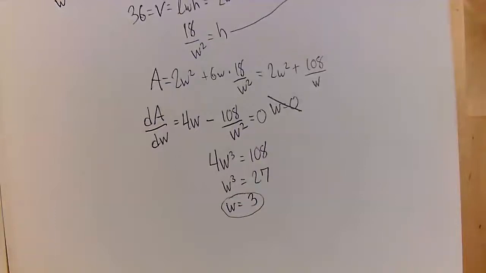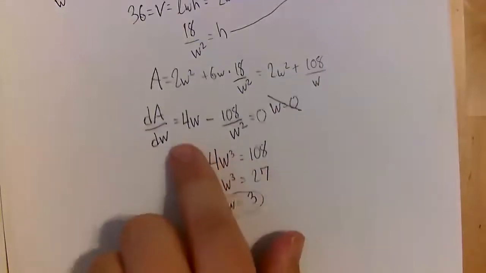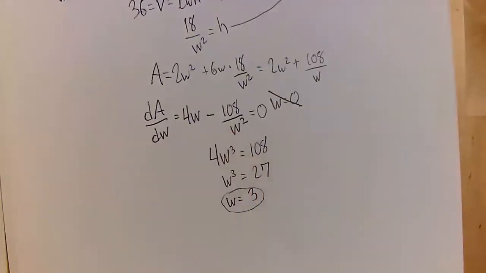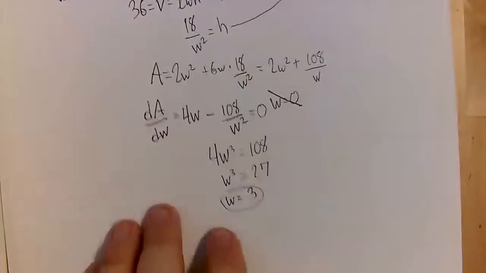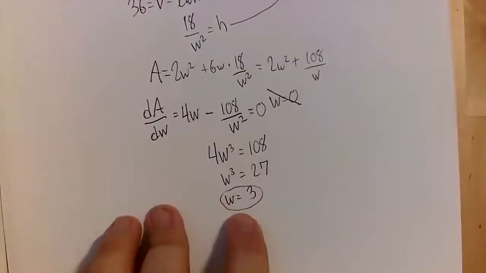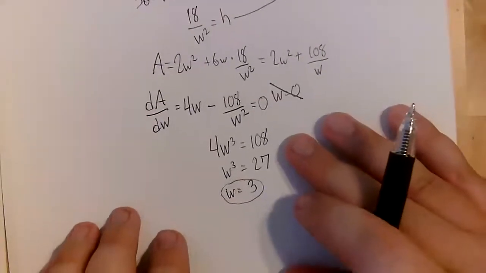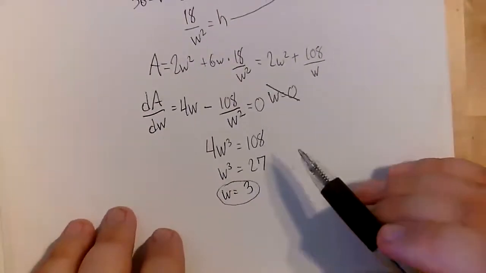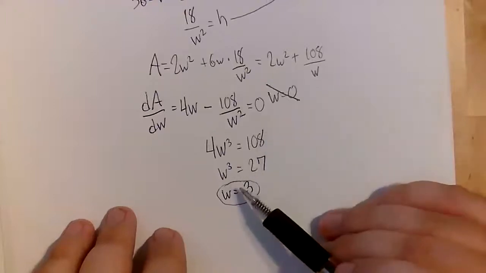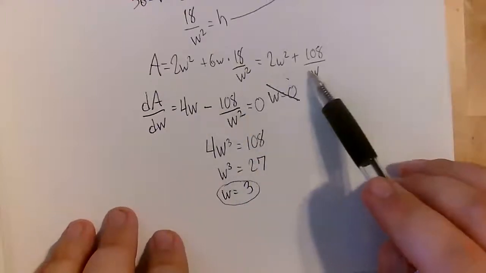Now, if we were trying to be extra careful here, what we could do is plug this in to our dA, or we could take the second derivative and use something like the second derivative test to help us see if this is a maxima or a minima here. But this is going to end up being a minimum for this problem. You end up getting W equals 3 right here. All right, and then what we're going to do is take this and put it into our surface area equation, which was back here.